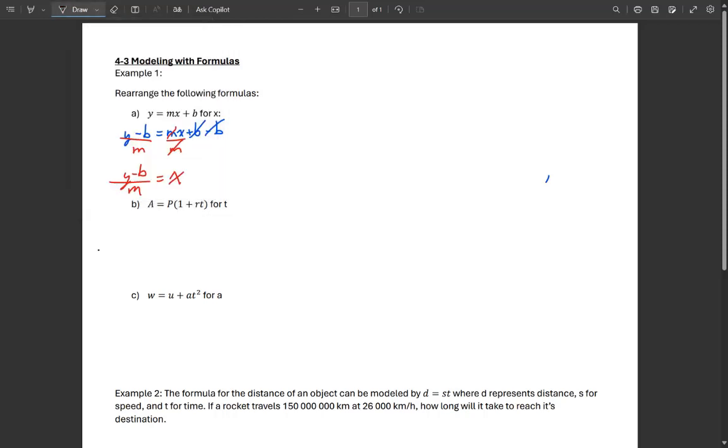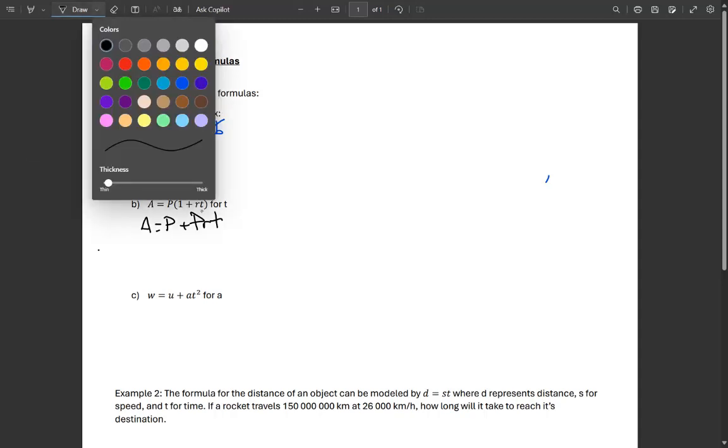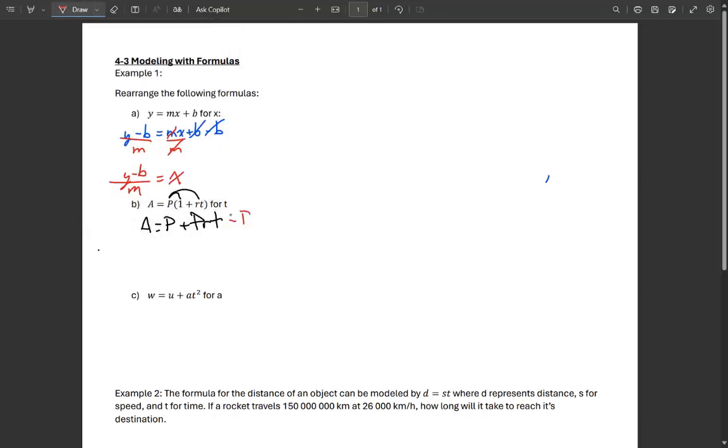Here we have a equals p times 1 plus rt, and we want to isolate it for t. In order to do this, we want to expand. So we're actually going to expand first, and we're going to end up with a equals p plus prt. Now our problem here is we have this variable p that we need to isolate because we need to get t on its own. So what we're going to do is subtract p from both sides.